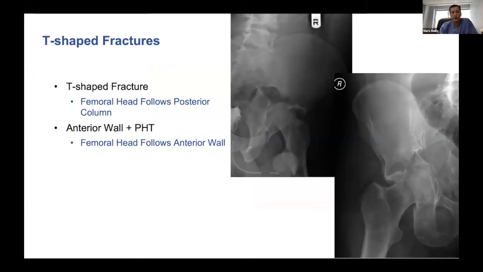With a T-shaped fracture, the femoral head will almost always follow the displacement of the posterior column, whereas with an anterior wall posterior hemitransverse, the femoral head will typically follow the anterior wall component in a more anterior medial displacement direction.